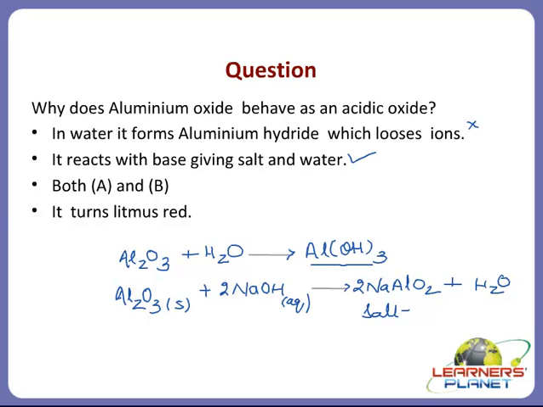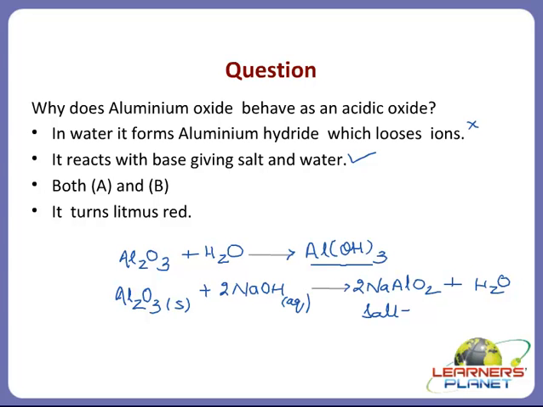So what will be a right answer here? Acidic oxide turns blue litmus red when you dissolve it in water. Litmus shows reaction when it is moist. So with water, what is it forming? It is forming aluminium hydroxide. It is a base, so it should turn red litmus blue. It should not turn litmus red. So our right option here is, it reacts with a base giving salt and water.